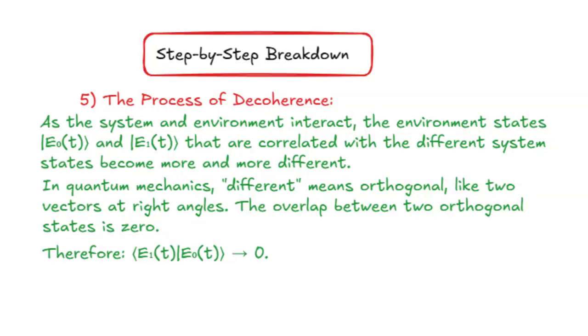In quantum mechanics, different has a very specific meaning. It means orthogonal, like 2 vectors that meet at a right angle. The overlap between 2 orthogonal states is 0. Therefore, the quantity spoken as bra E1 of t ket E0 of t goes to 0.